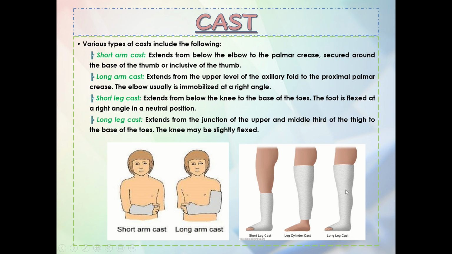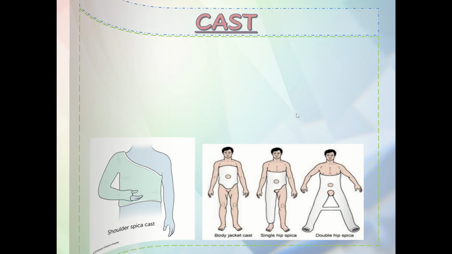Next, for the long leg cast, ito naman siya, it extends from the junction of the upper and middle third of the thigh to the base of the toes. So pag long leg cast, definitely, mas nag-extend lang yung kanyang coverage in comparison to short leg cast. So the knee may be slightly flexed. So these are the different types of cast involving the arm and the leg.